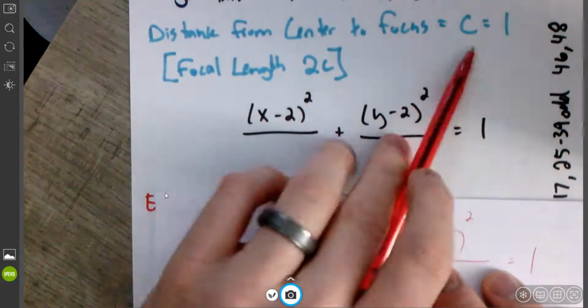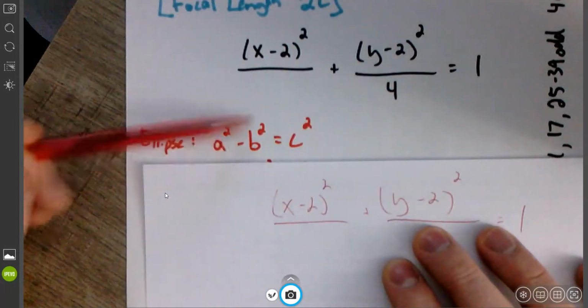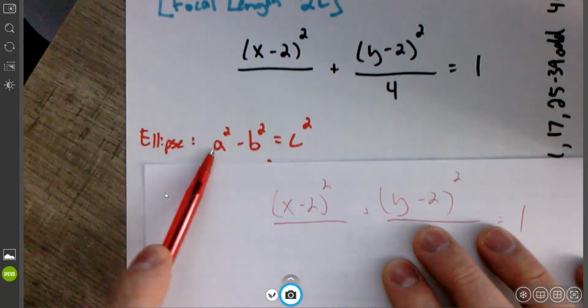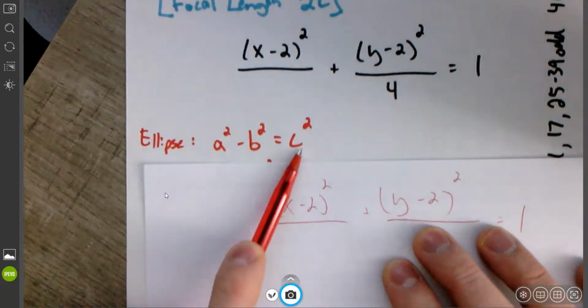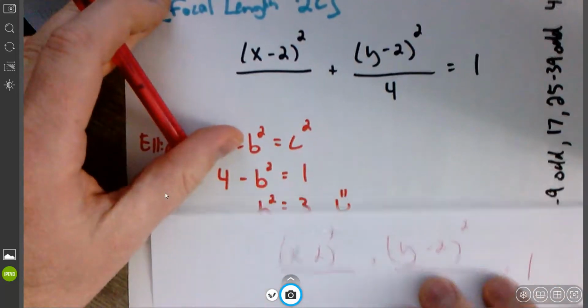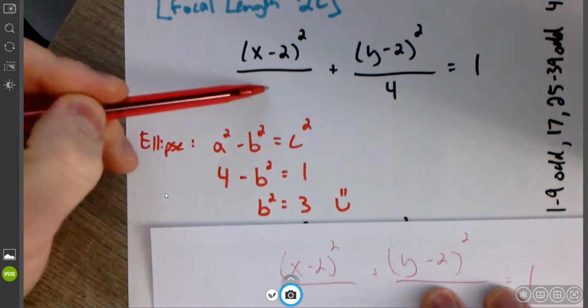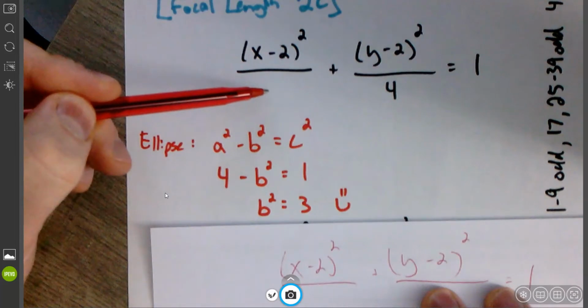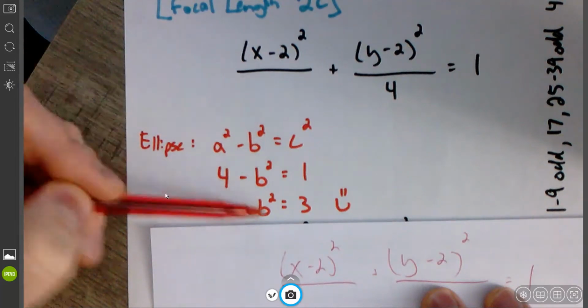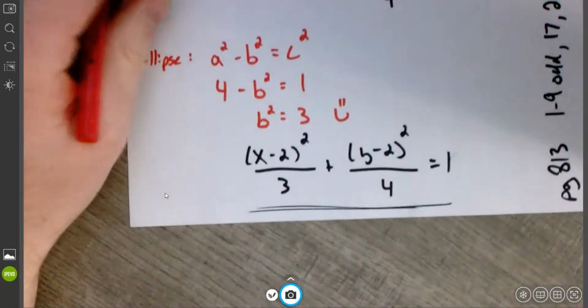We handled all that. We've talked about why our c value is 1. Now we have our fake Pythagorean theorem, a squared minus b squared equals c squared. We know a squared is 4. We know c squared is 1. We can just do some rearranging and figure out what b squared is. b squared is 3. Now, we actually don't need to take the square root of this thing because in our formula, what goes underneath here is b squared. It's 3. Awesome. b squared is 3. That's what goes right there. So we put a 3 right there, and we're dancing.